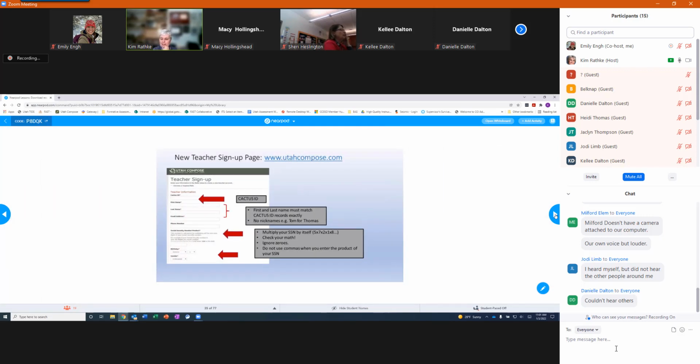One of the most frustrating things about using Utah Compose is registering for your account. And you absolutely have to do this exactly how this slide shows you, or you will not be able to register your account. I will tell you the two things that are most important.